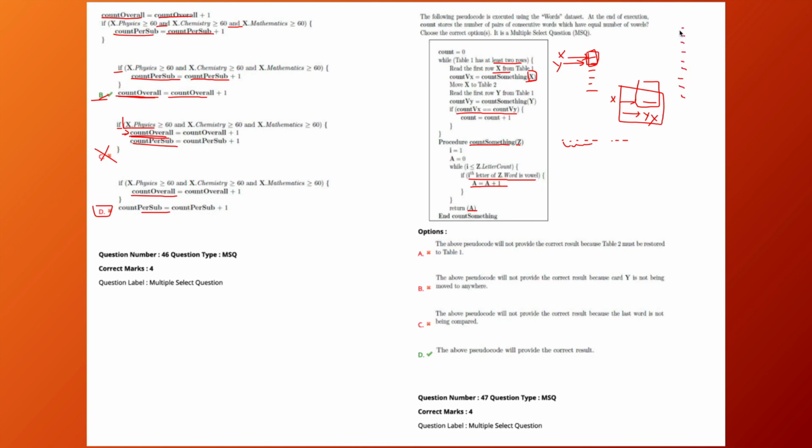It does not say that for this particular word we need to find how many words have the same number of vowels with it. Only in that case we would have to restore from table 2 to table 1, so that we compare one word with all the words. So that's not the reason here. We just want to find the number of consecutive words which have the same number of vowels.